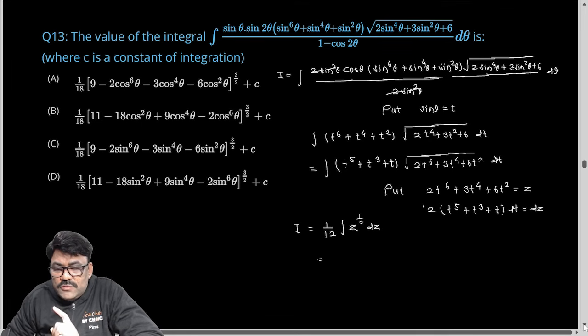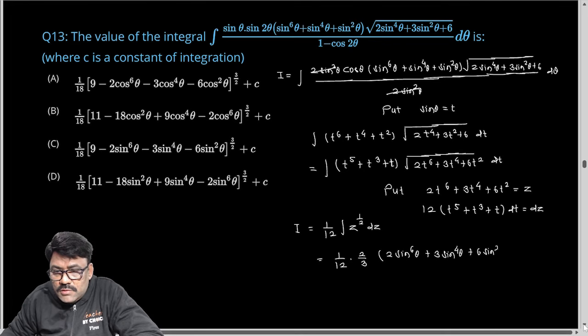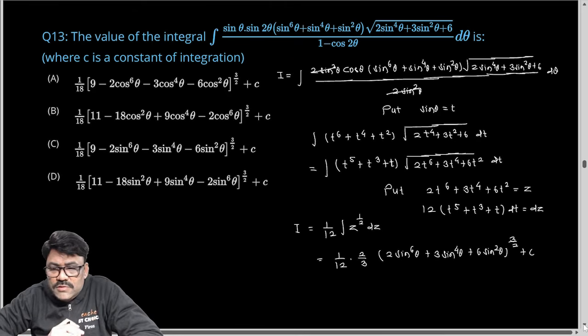And integration of z raised to half is z raised to 3 by 2 over 3 by 2. So 1 by 12, 2 by 3, z raised to 3 by 2. And z is what? z is 2 sin^6 theta plus 3 sin^4 theta plus 6 sin square theta, raised to 3 by 2 plus c. So this should be your answer: 2 sine raised to 6 theta plus 3 sine raised to 4 theta plus 6 sine square theta, raised to 3 by 2 plus c.